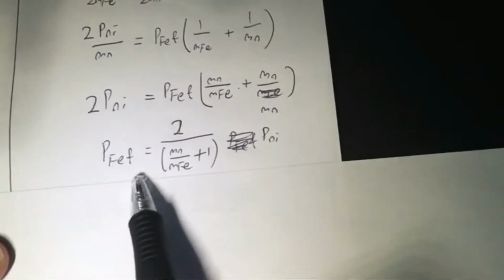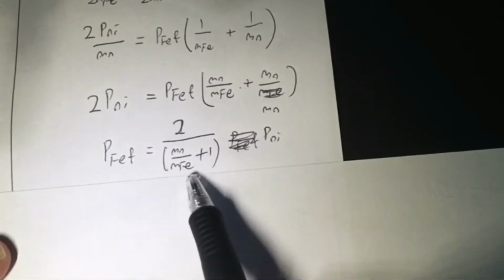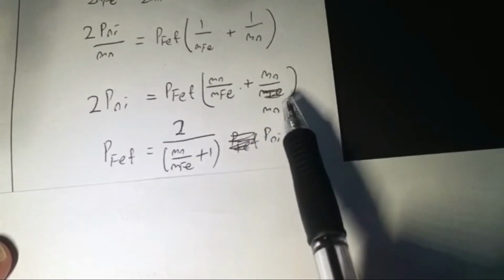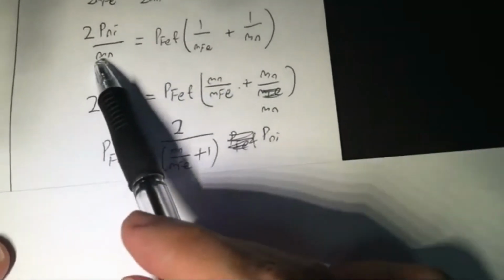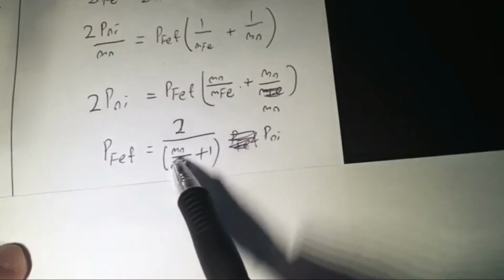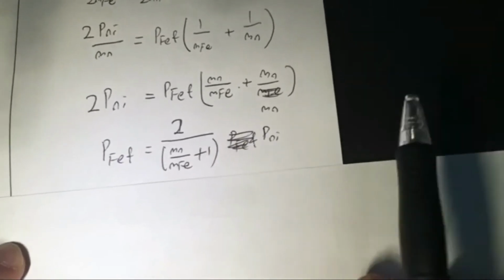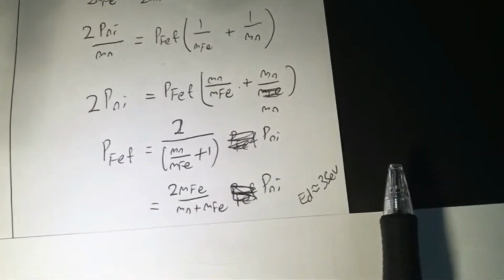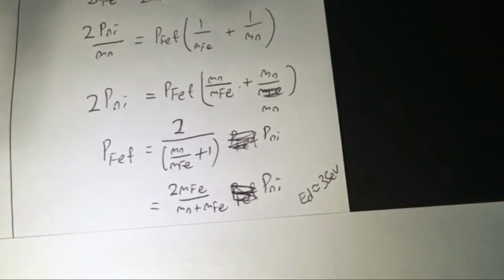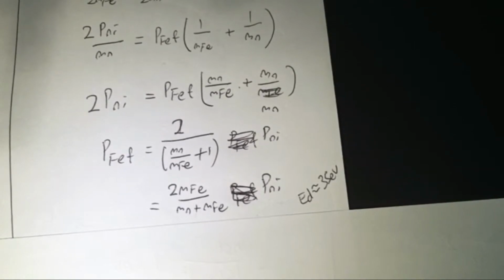So the final expression is as follows: Pfef equals 2 over (mn over mfe plus 1), because this is equal to 1 when we multiply this over. So again, we multiply mfe to the top and bottom to simplify the mathematical expression. Then we arrive at this expression here. Now, is this enough to dislodge our atom or displace our atom? We'll need to plug in some numbers to find out.